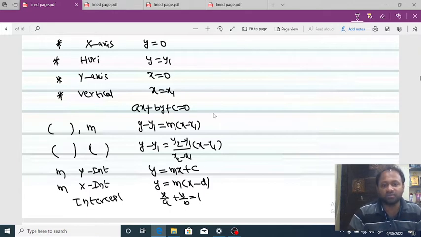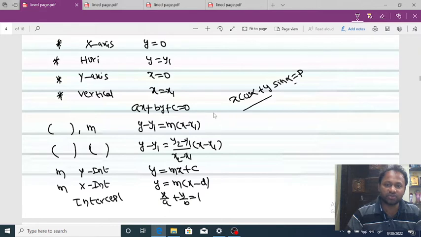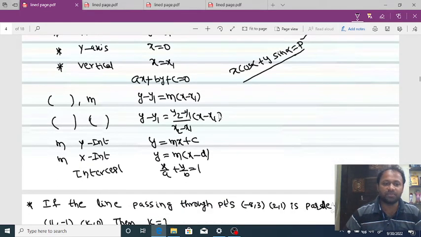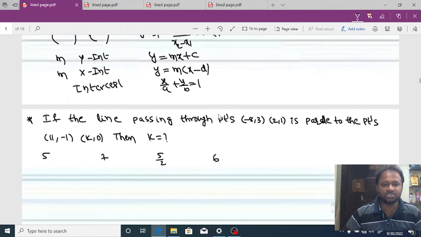And next one more, x cos alpha plus y sin alpha is equal to P. This represents the equation of the straight line in normal form, where P is the perpendicular distance from the origin to the straight line. So we need to remember all these. Now let us do some problems based on these.